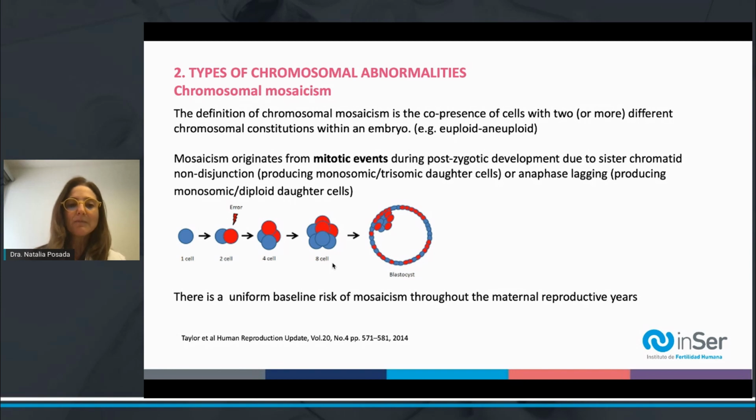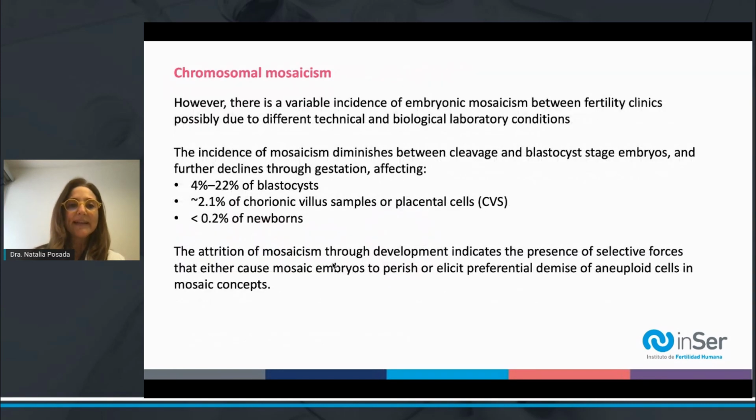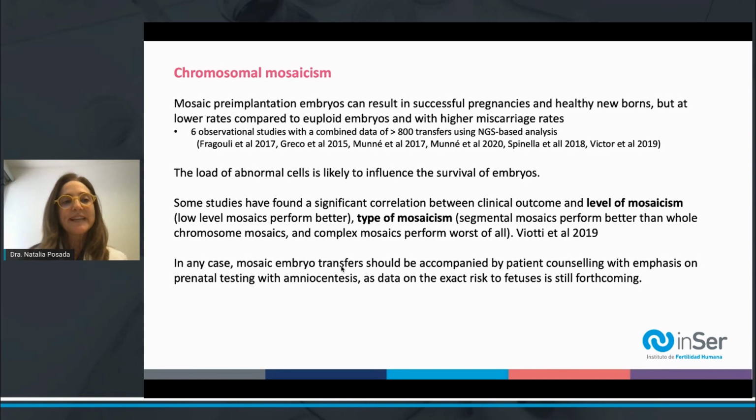Mosaicism, since it originates during mitosis, is not affected by maternal age, but again, there seems to be a variable incidence of mosaicism between fertility clinics. What is important to understand is that mosaic preimplantation embryos can result in successful pregnancies and healthy newborns, with lower rates compared to euploid embryos and with higher miscarriage rates. And this has come from the analysis of more than 800 transfers of mosaic embryos in the last 5 years.